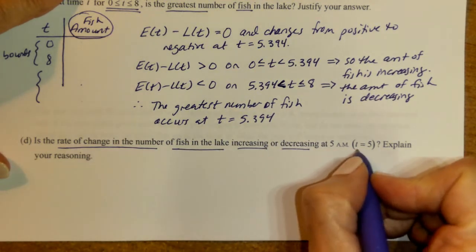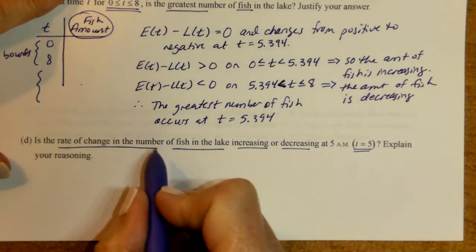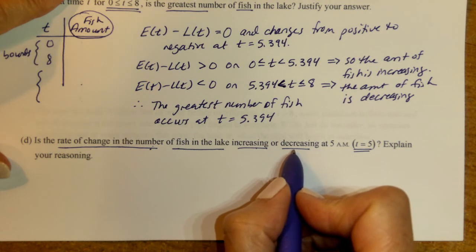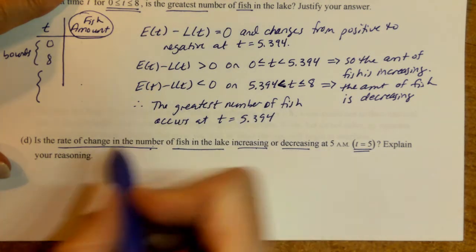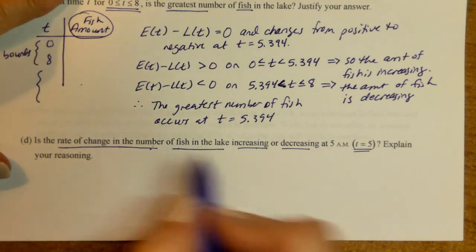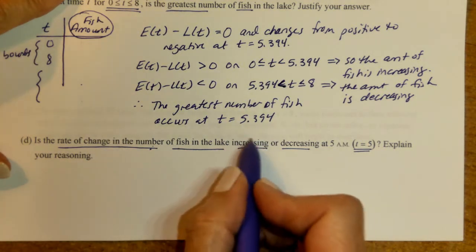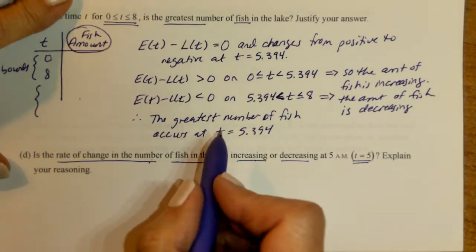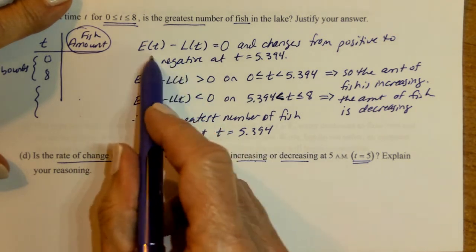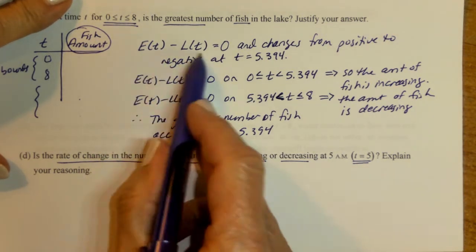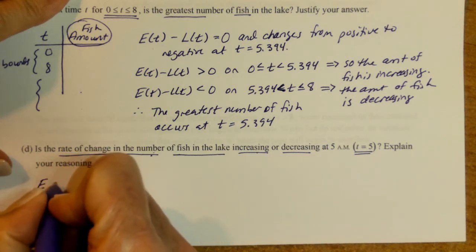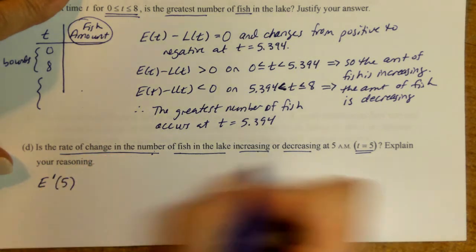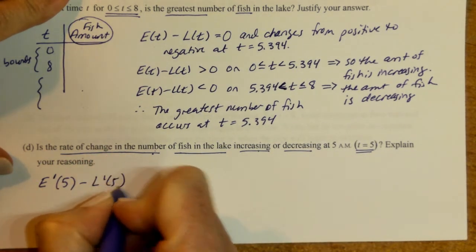or decreasing when time is 5? Is the rate of change increasing or decreasing? So we want the derivative of the rate of change. If that derivative is positive, then the rate will be increasing. If that derivative is negative, then this rate will be decreasing. So we want the derivative of the rate of the amount. Well, this is the rate of the amount. So I need the derivative of that. I need the y prime at 5 minus L prime at 5.